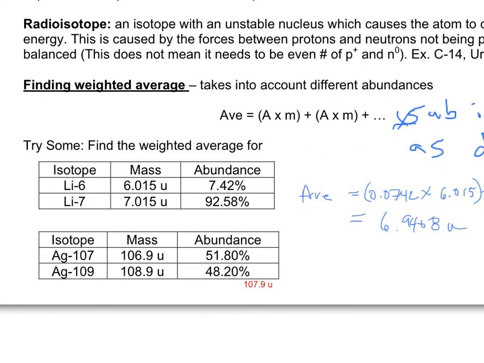Try out the second example and calculate the average atomic mass for silver using the information in this chart. Pause the video and see if you get the correct answer of 107.9 U's.